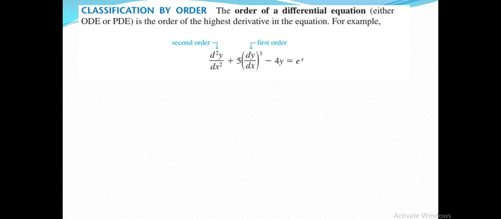For example, (d²y/dx²) + 5(dy/dx)³ − 4y = e^x. So here the highest derivative is the second derivative. Okay, so the order of this differential equation is 2. Why? Because the highest derivative of this differential equation is 2.